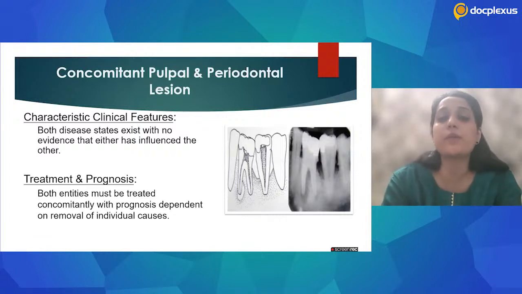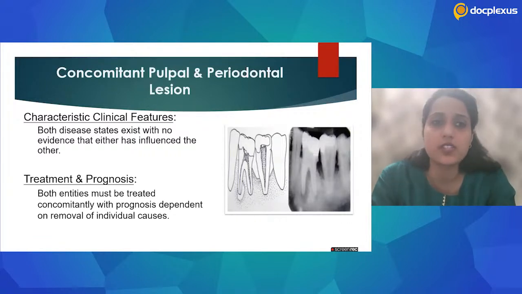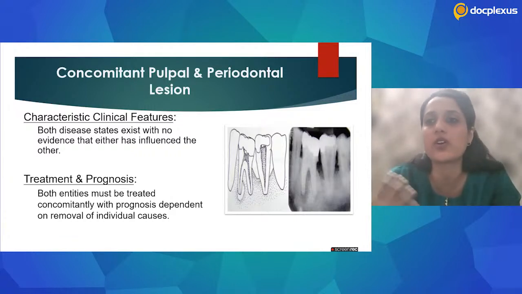Now, concomitant pulpal and periodontal lesions. This is such that both disease states exist with no evidence that either has influenced the other. The pulpal disease started by itself, the periodontal disease started by itself, and both of them are progressing at their own rates, at their own pace. They are happy in their own world. So there is no connection between them, or there is no proof that they are connected.